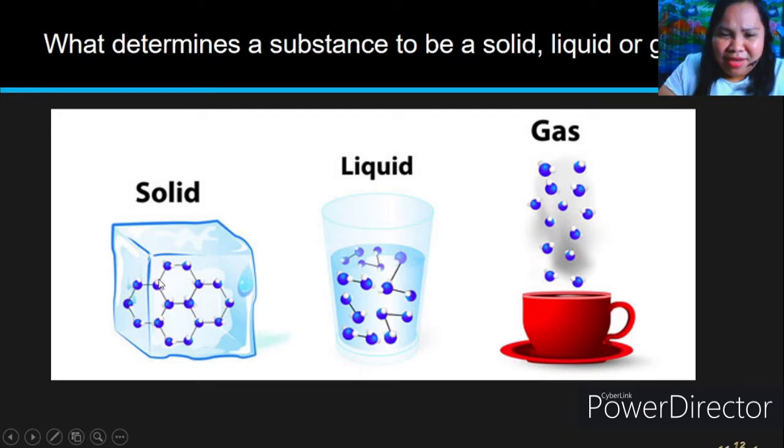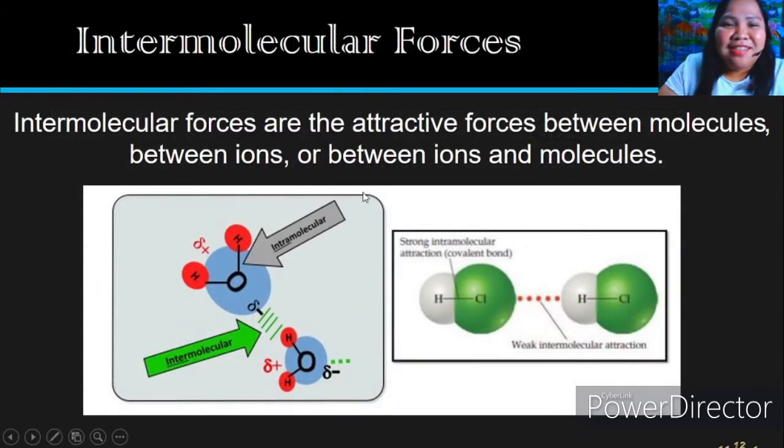So we have solid here. Why do the particles do that? And for liquid and for gas? So what determines a substance to be solid, a liquid, or a gas? These questions are connected with, yes, the intermolecular forces. Intermolecular forces are the attractive forces between molecules and between ions or between ions and molecules.